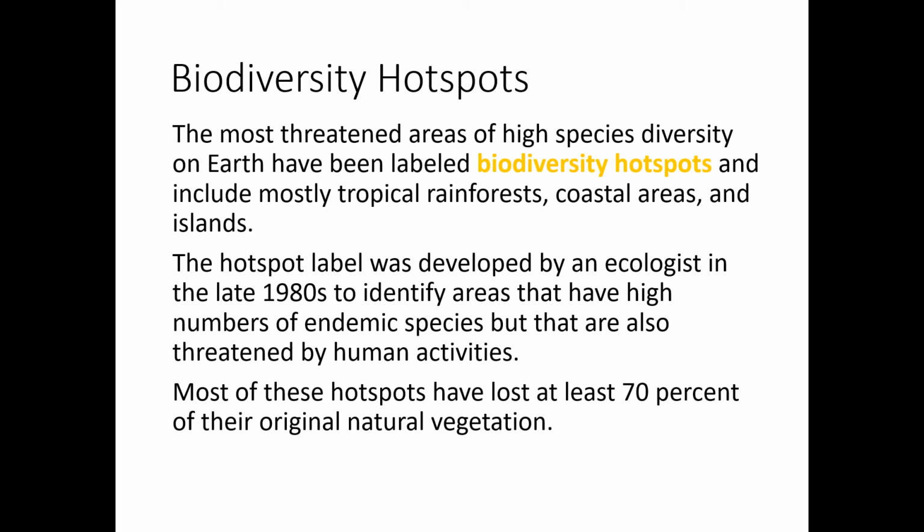Okay, so biodiversity hotspots. The idea of a biodiversity hotspot is just identifying areas in the world that have the highest density or the highest amount of biodiversity. So it's going to be your tropical rainforest, your coastal areas, and your islands that are typically going to be hotspots. The label of hotspot was developed by an ecologist in the 1980s. And most of these hotspots have lost at least 70% of their original natural vegetation, which is a lot. 70%, that's over half. So these areas of high biodiversity have already lost most of their natural vegetation.